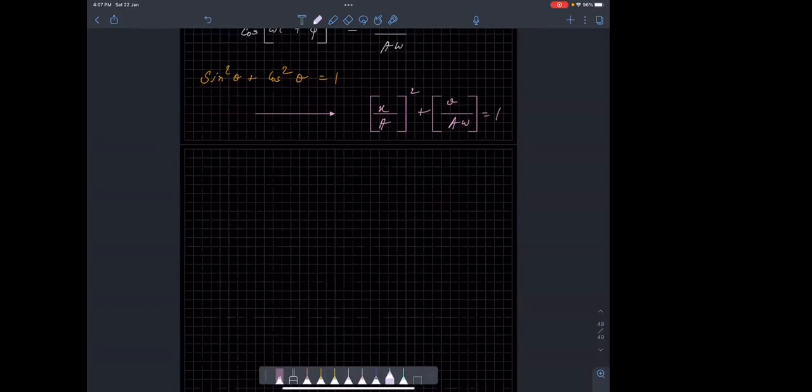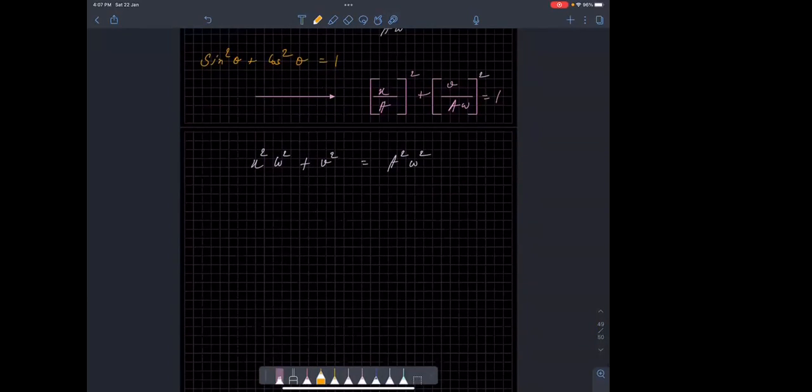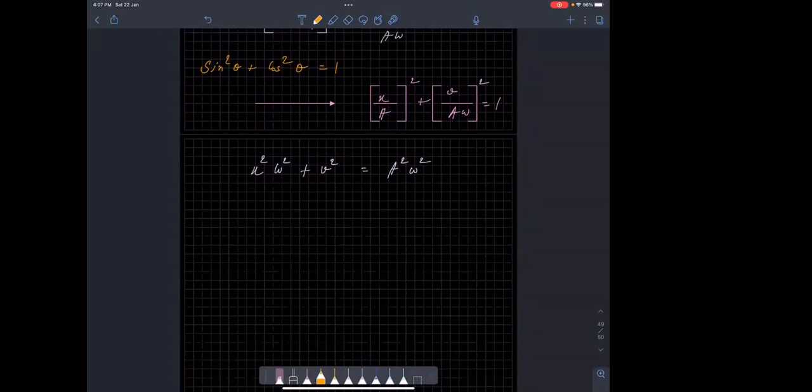What you have to remember is this. See, this one, x square over A square. I'm taking LCM, plus v square: x square omega square plus v square equals A square omega square. Clear? Are you clear with this?